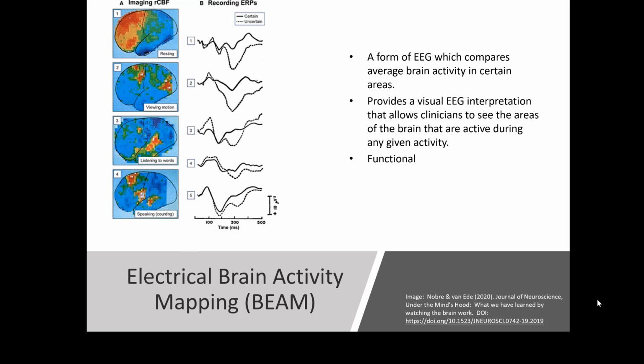For example, number 1 is a snapshot of brain activity at rest. Number 2, while the person is viewing motions. Number 3, while the person is listening to words. And number 4, while the person is speaking. In each instance, you have different areas of the brain lit up, representing the areas that are strongly functioning at that point in time.